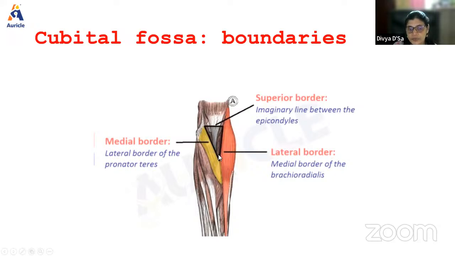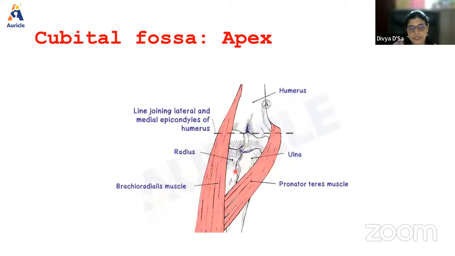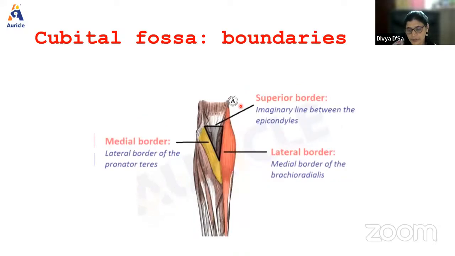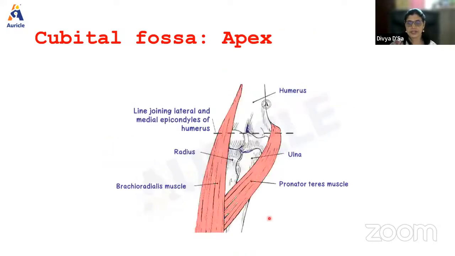The medial border is formed by the lateral border of pronator teres, and the lateral border is formed by the medial border of the brachioradialis muscle. The apex is formed where the medial and lateral borders meet. This will be the apex. That was the left side. Here you can see the right side: brachioradialis, pronator teres muscle. This is the radius, this is the ulna, and this is the base.